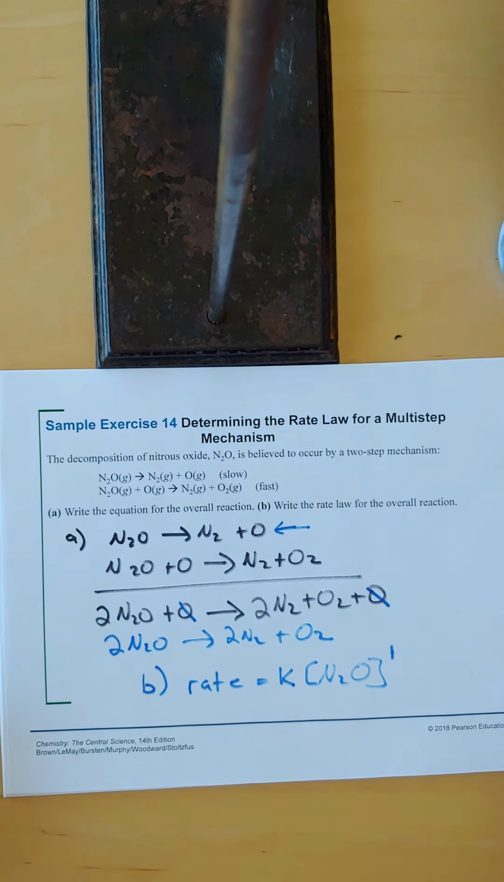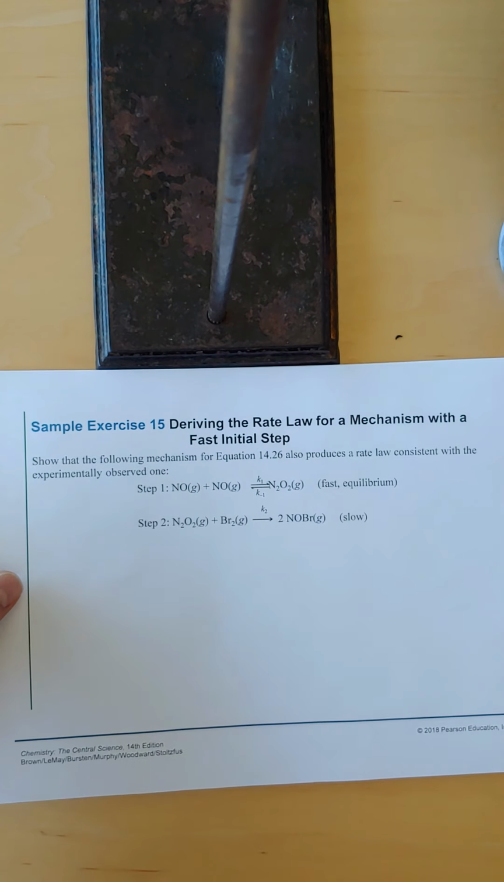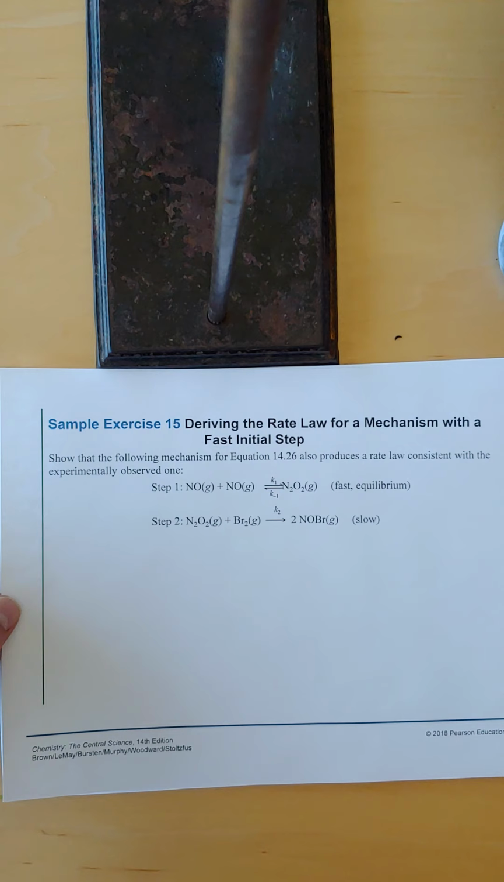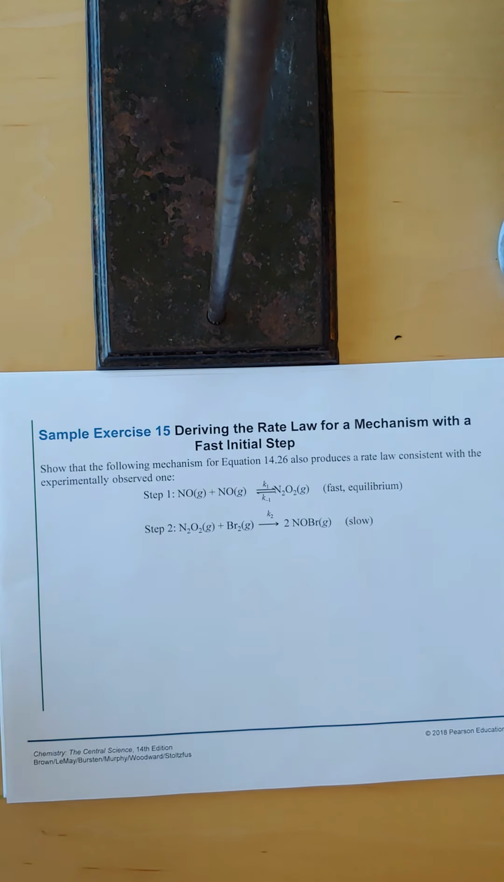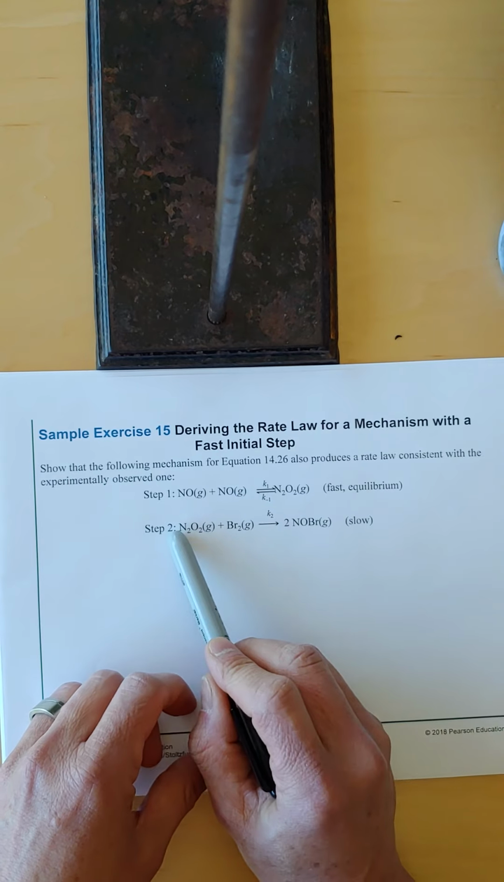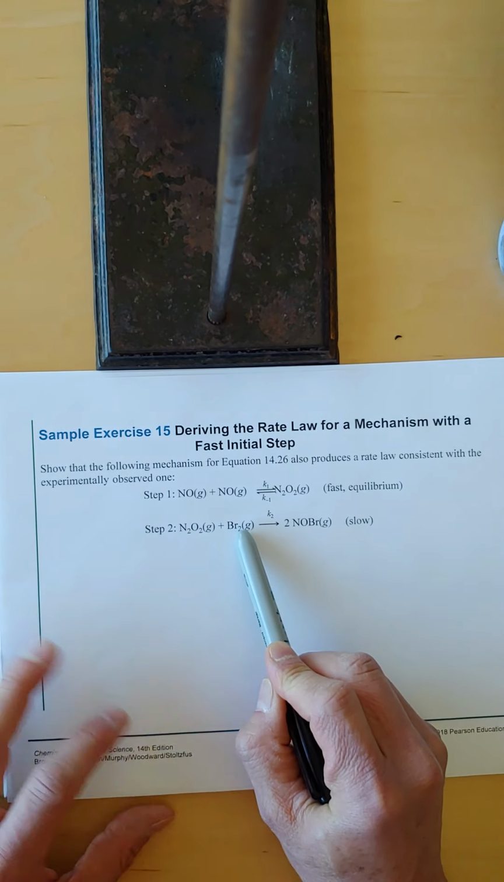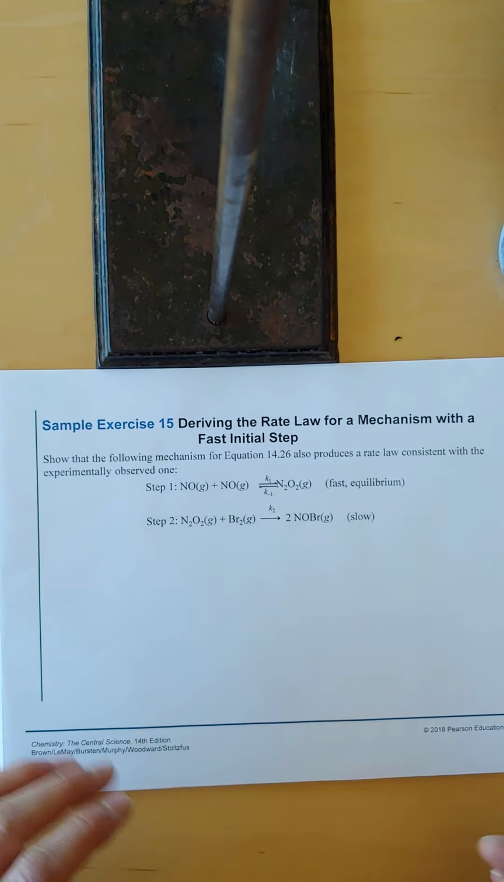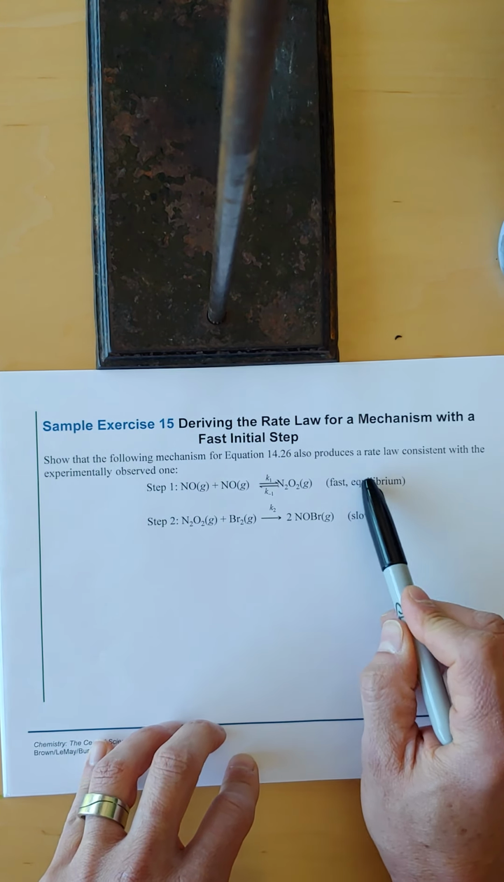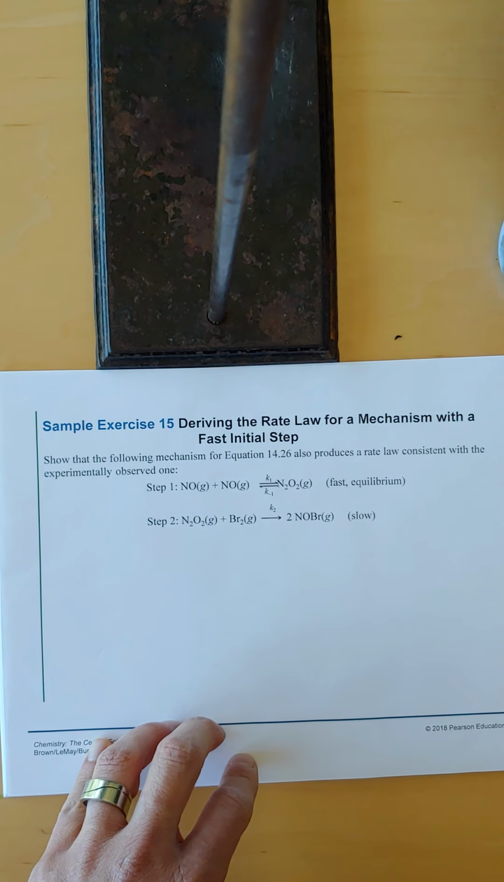Say we have a fast initial step, and then the second step is the slowest. How do we produce a rate law for that? Well, in this case, I'm looking at NO plus NO, and that ends up producing N2O2, reacting with Br2 to give me NOBr2. This equation that I'm looking at, I have my fast step and I have my second step.